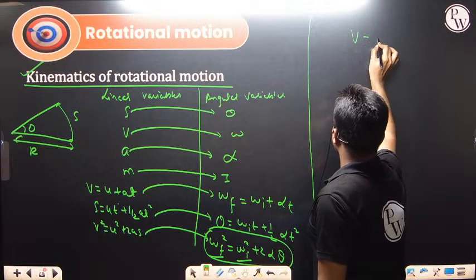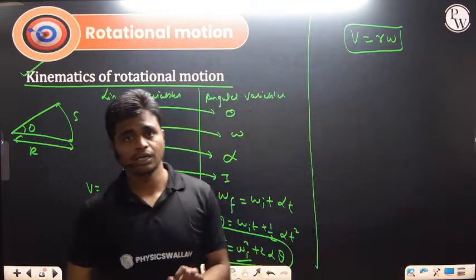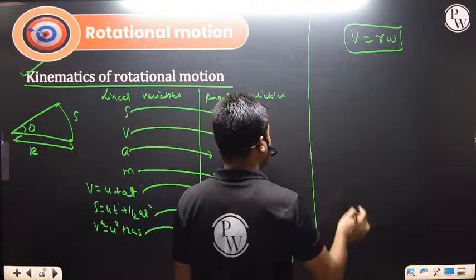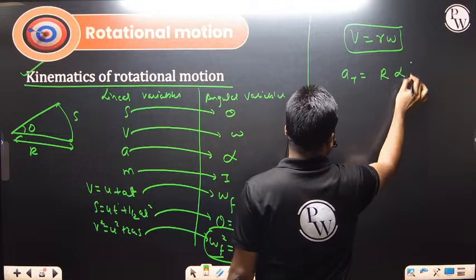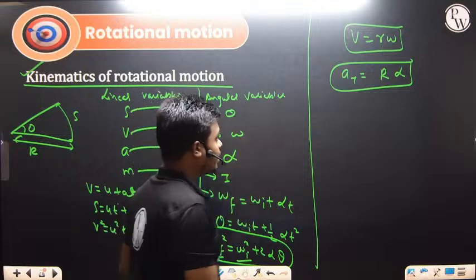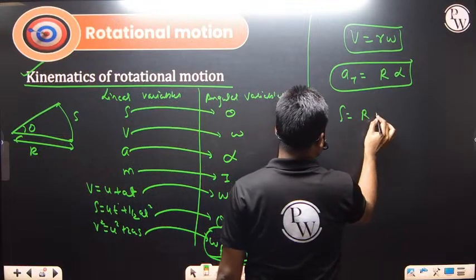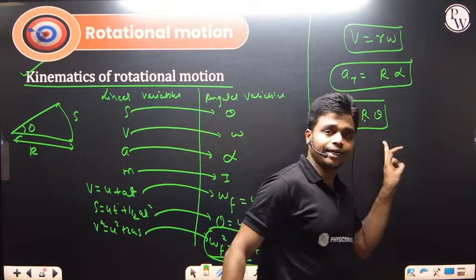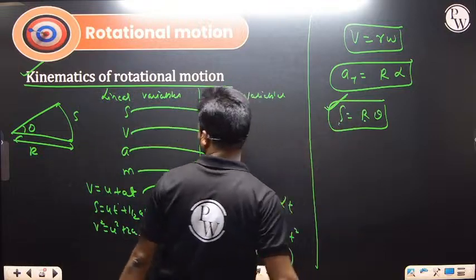Over here we have some more concepts, like v equals r into omega. We'll be using this also, where v is the linear velocity, r is the radius, and omega is the angular velocity. Then we also have a_t equals r into alpha. Again, r is the radius, a_t is the tangential acceleration, and alpha is the angular acceleration. Then we have s equals r into theta, where s is the linear distance, r is the radius, and theta is the angular displacement. So these are the equations that we'll be using.